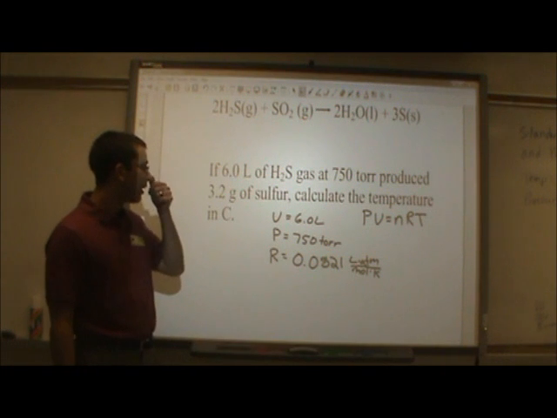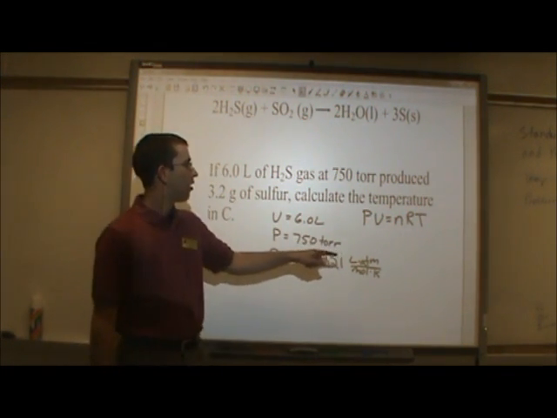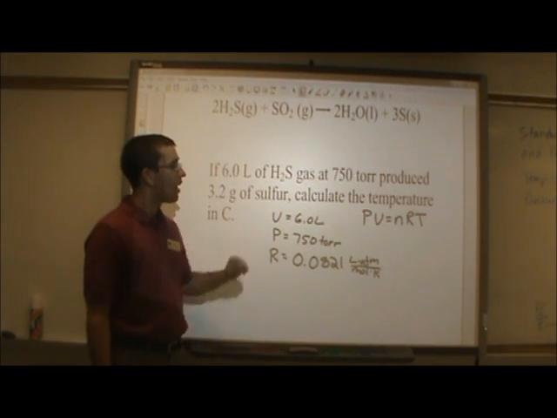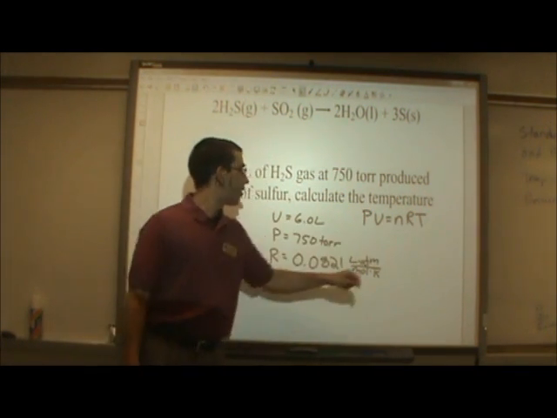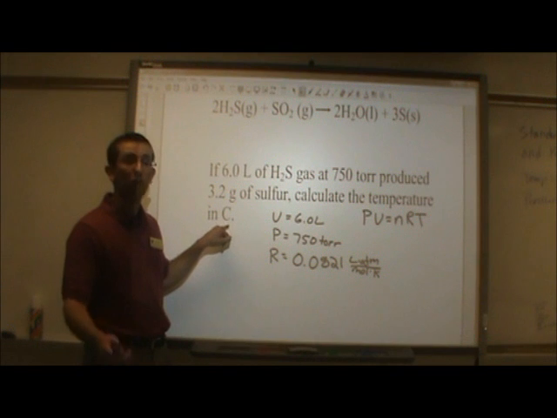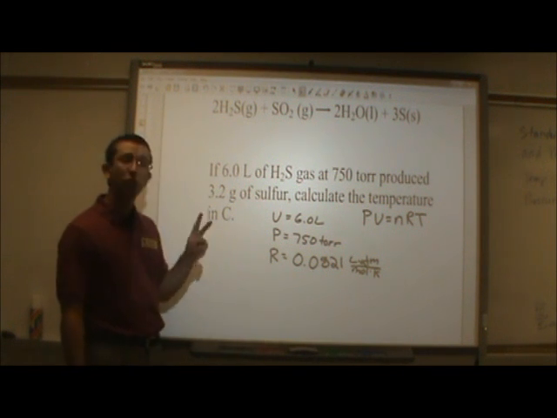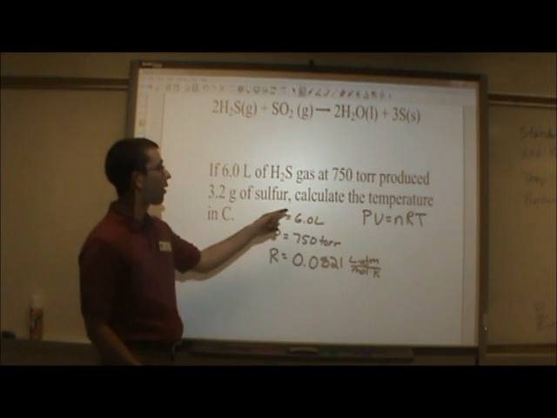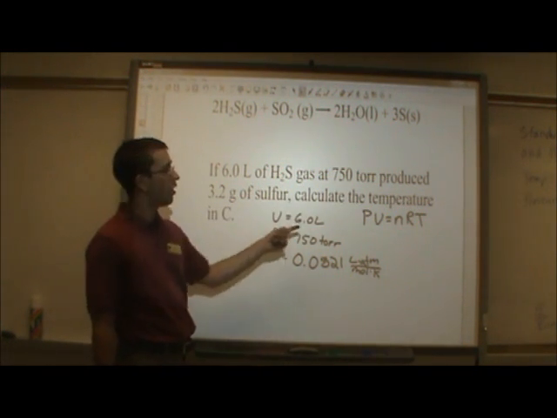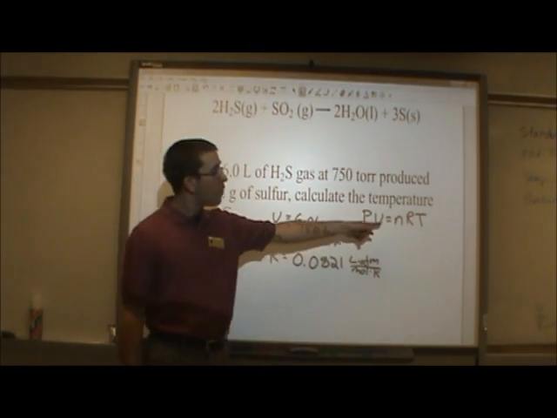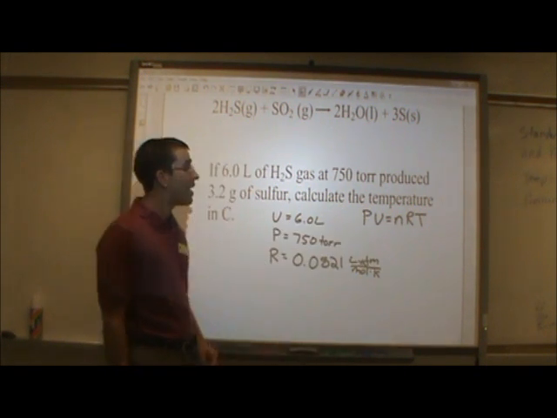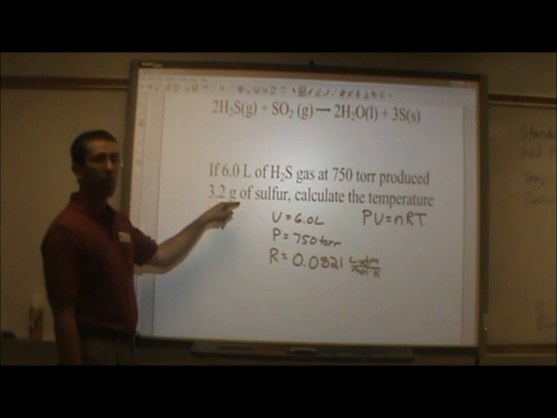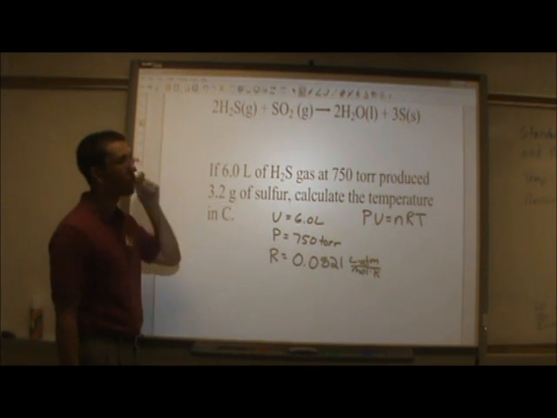Well, what are we missing here? We're missing the n, the number of moles of H2S, and we're missing the temperature, which is what the question asks. So there's two variables we're missing here, so we must be able to get one of them. We're going to eventually have to calculate temperature with this equation, so we must be able to find the n, the number of moles. Well, how do we get that? We're going to use this value here, the 3.2 grams of sulfur.